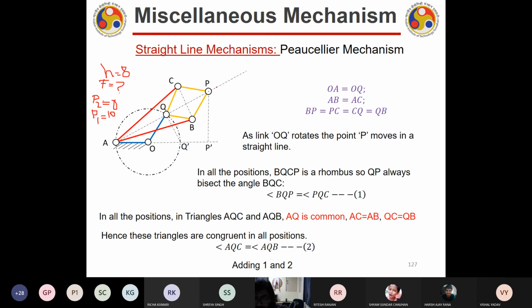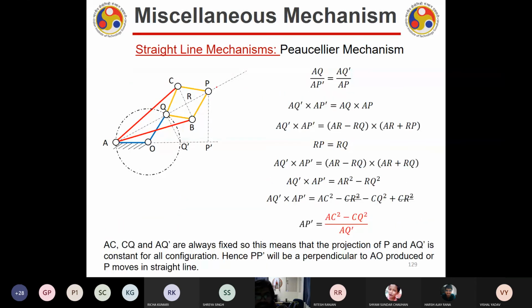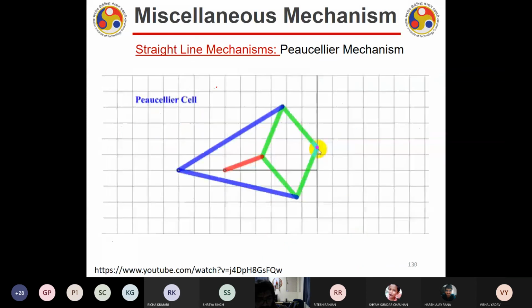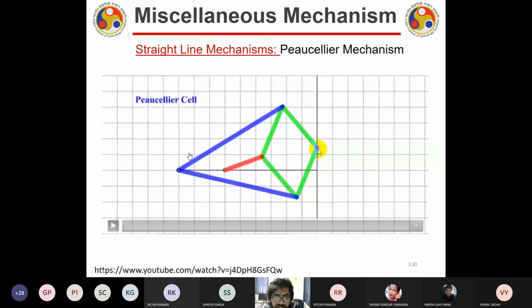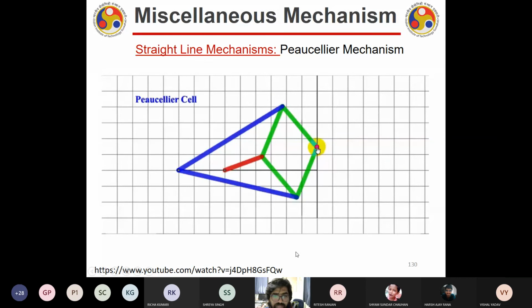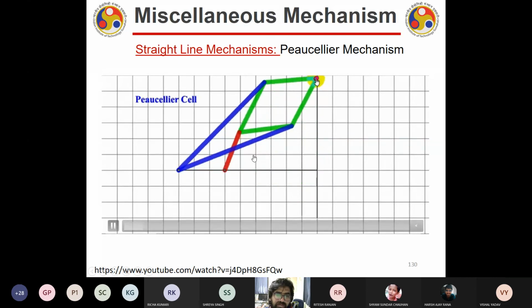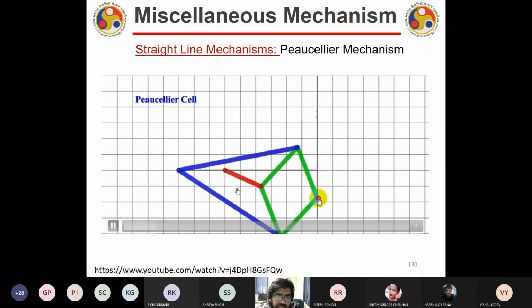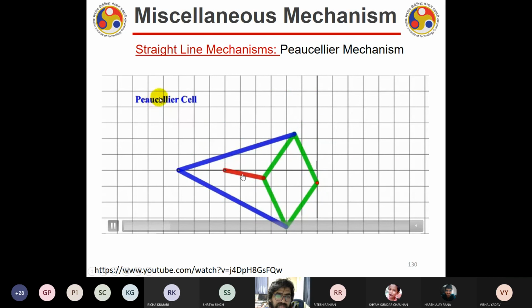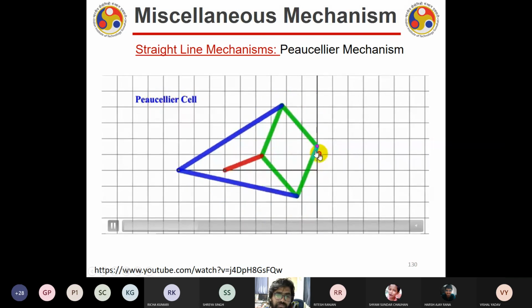Anyone? We are not going to prove it today, okay? But we shall see day after tomorrow, means in the coming lecture. I'll just show you the video first, how it works. So see that when this red link is rotating, this particular point is always moving in a straight line.